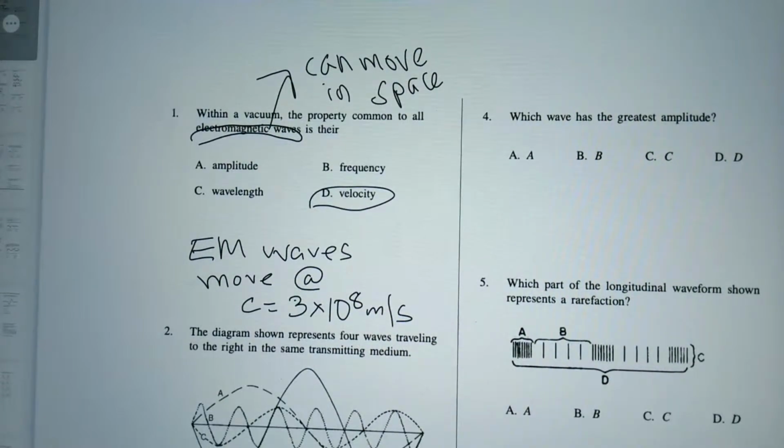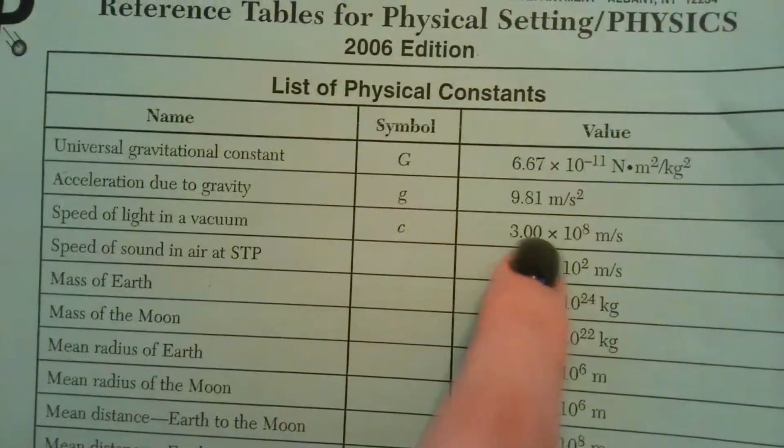So for example, let me pull out my handy dandy reference table. Give me 1 second. It's a little bent, but that's okay. So on your reference table, you would see it right here, letter C, boom.